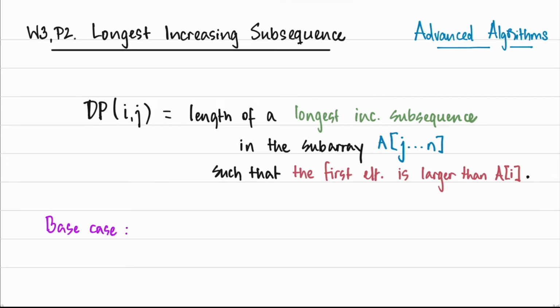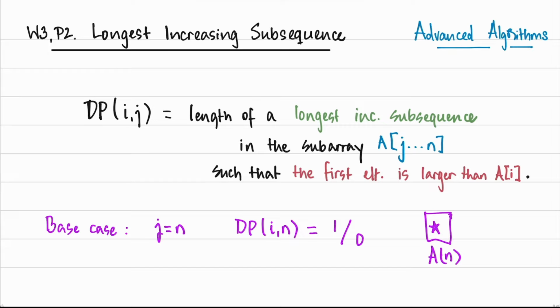A natural choice for the base case would be when j is equal to n, because that's when you're looking at a singleton array. And we're thinking about DP of i comma n. What does this mean? We're just looking at A of n here. That's the last element in the array. And this is going to be a 1 or a 0 depending on what. Take a minute here to just figure out what this should be.